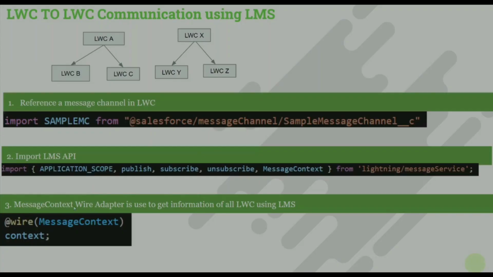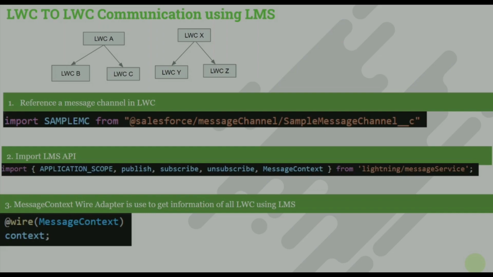So the next step is message context wire adapter is used to get information of all LWC using LMS. So we're gonna use this adapter that we have imported from Lightning Message Service, this message context, and pass it to the wire service. It will return an object that gives information of all the Lightning Web components that are using the message service.